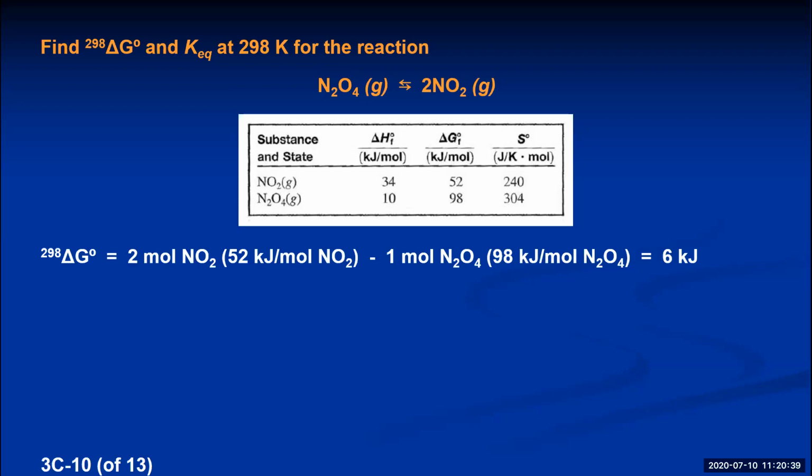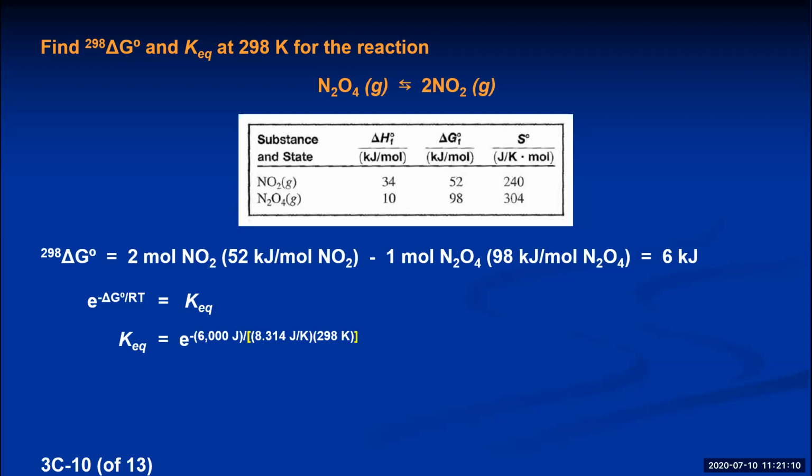Now, to get the equilibrium constant, we'll use the relationship between delta G naught and the equilibrium constant, and we've solved it earlier for the equilibrium constant. That's going to be e to the negative delta G naught over RT. Just converting the delta G naught value into joules, we're going to wind up with the equilibrium constant equals e raised to the negative 6,000 joules divided by the product of 8.314 joules per Kelvin times 298 Kelvin, and we'll get the equilibrium constant for this reaction.